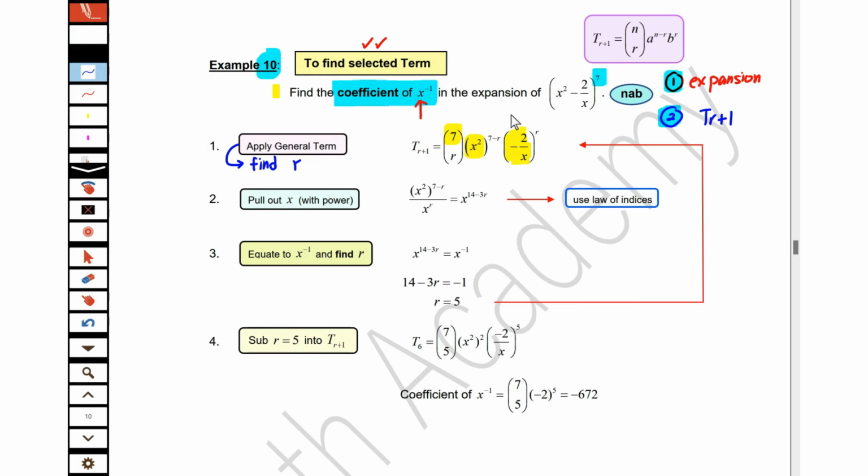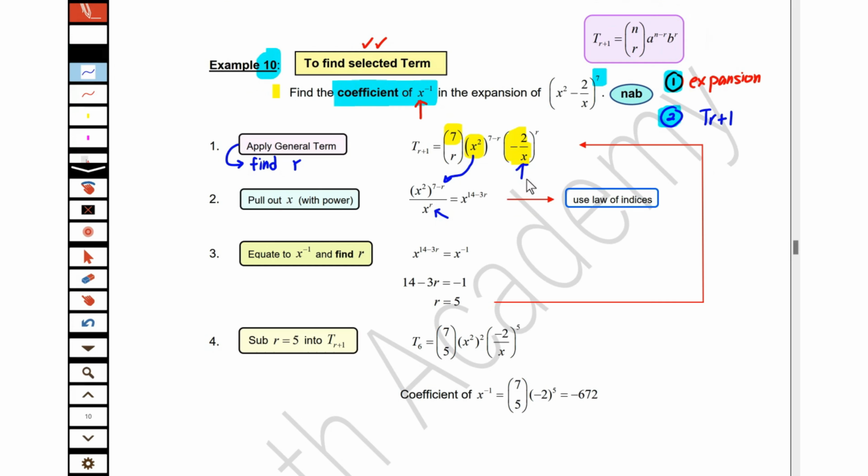So first step, write down the general term. Second step, pull out the term with x. My habit is only to pull out the required items. Some schools will want the students to write everything out, but I prefer to just write out whatever is essential. Now x power 2, then 7 minus R, I write it at the numerator. The x power R, I write at the denominator. So I pull out all the x with the index. To go from here to here, I'm using indices. Expand, this is 14 minus 2r. 14 minus 2r minus r, you get 14 minus 3r.